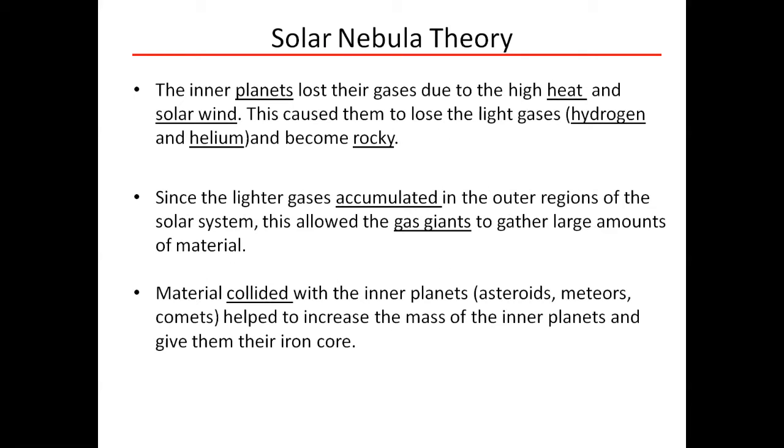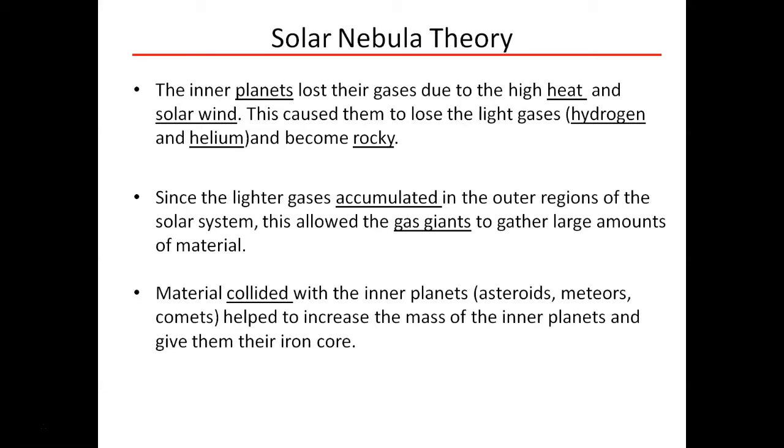Our inner planets lost most of their gases because once the protostar ignited and started producing energy, it also produced solar winds, and that with the heat caused the inner planets to lose most of their gases. And this is particularly evident when we look at Mercury, because it being the closest planet to the sun, it's completely lost its atmosphere.